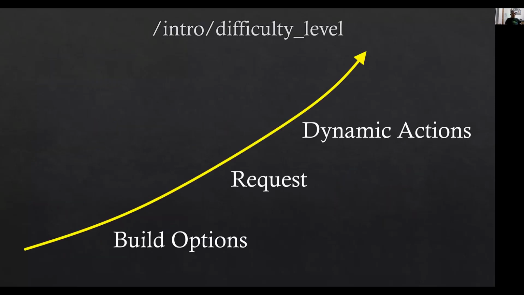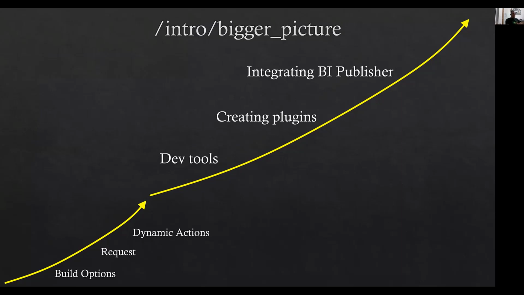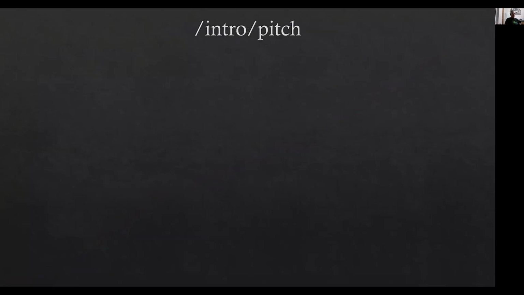And like I said, in the scheme of things, build options, request parameter, and dynamic actions are not the most difficult things to deal with, but dynamic actions are essential. But on the grand scheme of things, when you're looking at developer tools in the browser and creating plugins and integrating with BI, we're on the lower end. So this presentation is to keep things at a low level and keep it quite light. So low level but light.